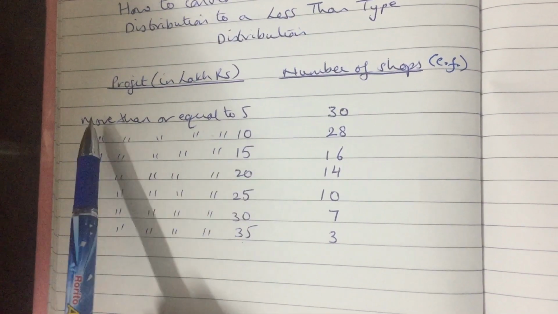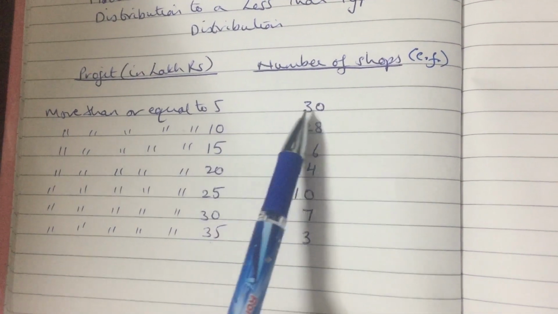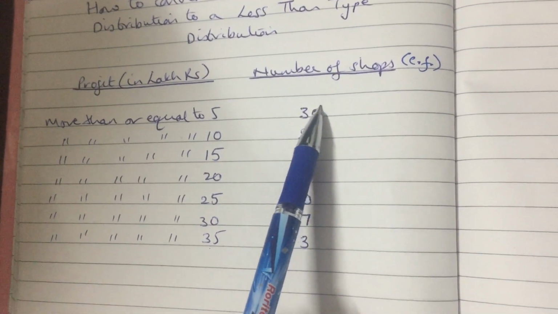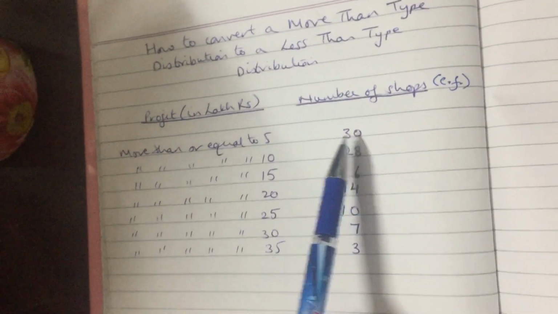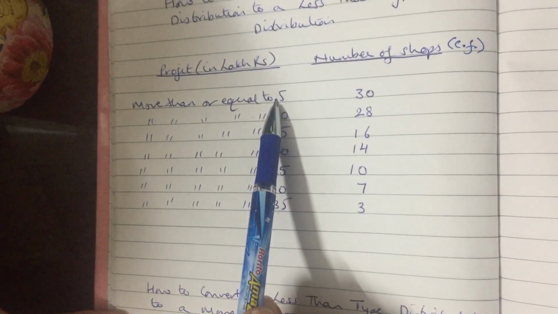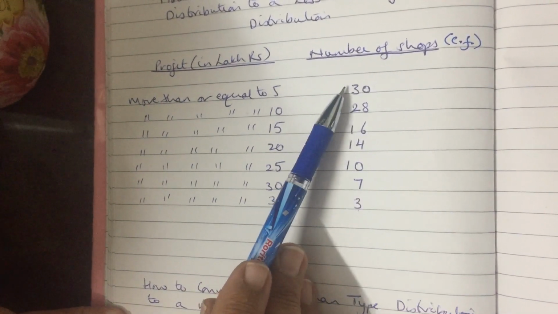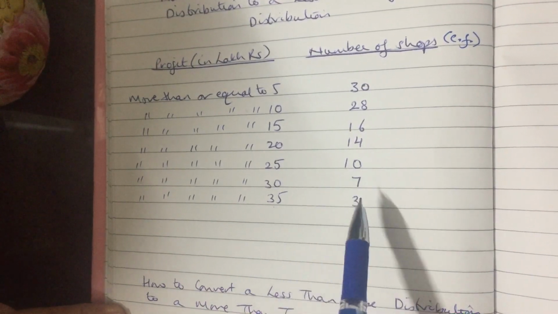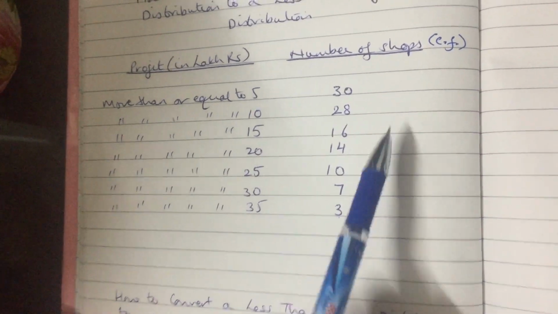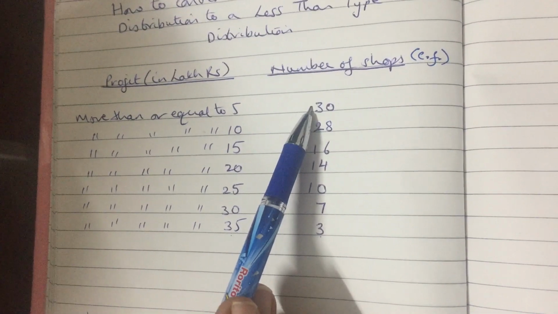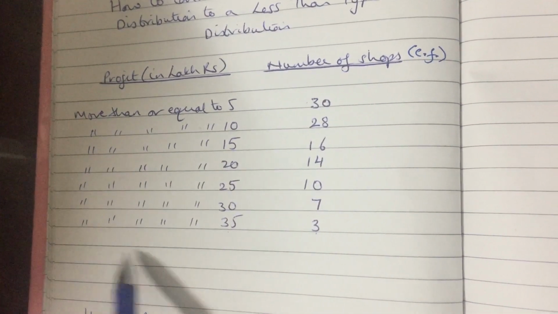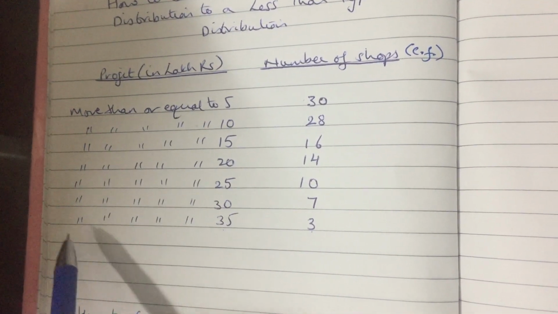So here when I say more than or equal to 5, all of these observations, this is the total number of observations which are more than 5. Here you see that the smaller number is at the end, larger number is at the top. That means you have been adding from bottom to top to get this total. So the first thing you do is convert this into normal class intervals.